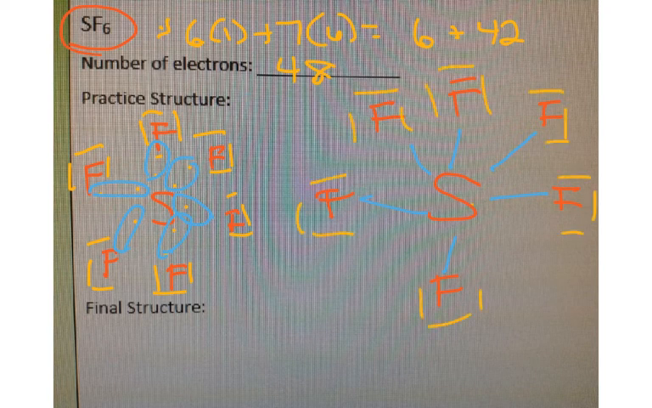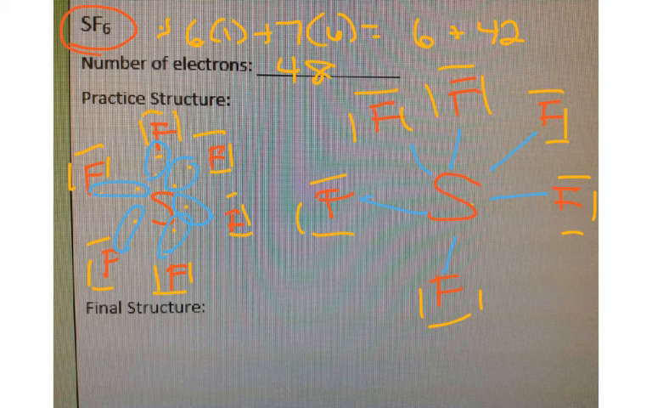And now that I've drawn everything, I need to count to make sure that everybody has what they consider to be happy, either 8 or in sulfur's case 12. And then I've only used my 48 electrons. All right, so let's start accounting. Sulfur has, I count off all around, and it has 6 bonds. So 6 bonds means it has 12 electrons, so it's happy. Each fluorine has 4 lines, which means 8 electrons, so they are happy as far as that goes.